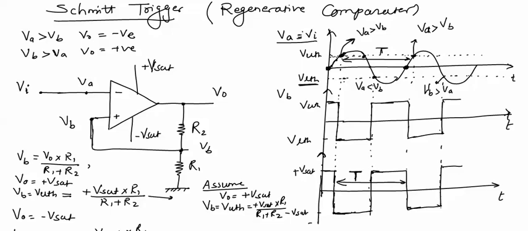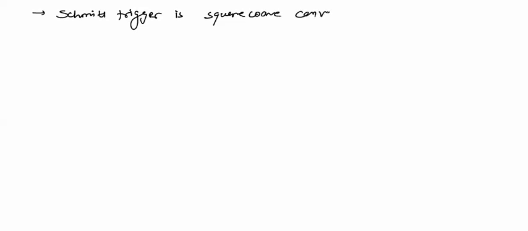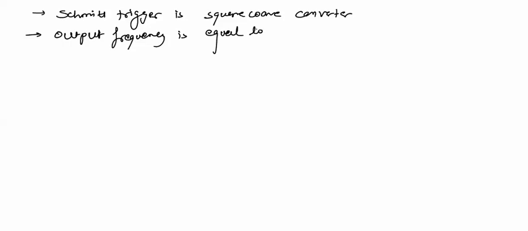So a Schmitt trigger circuit is a square wave converter. Also, output frequency is equal to input frequency.